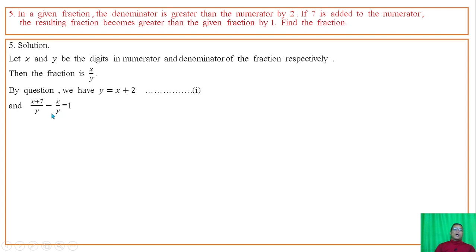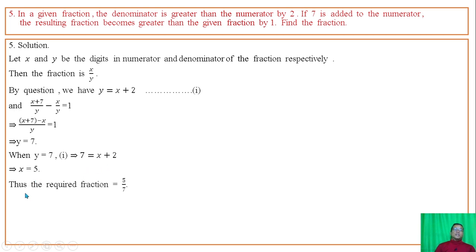minus x by y is equal to 1. Solving this by cross multiplying and transferring, we get y equal to 7. When y is 7, equation 1 gives 7 equal to x plus 2, which gives x equal to 5. Thus the required fraction is x by y, that is 5 by 7.